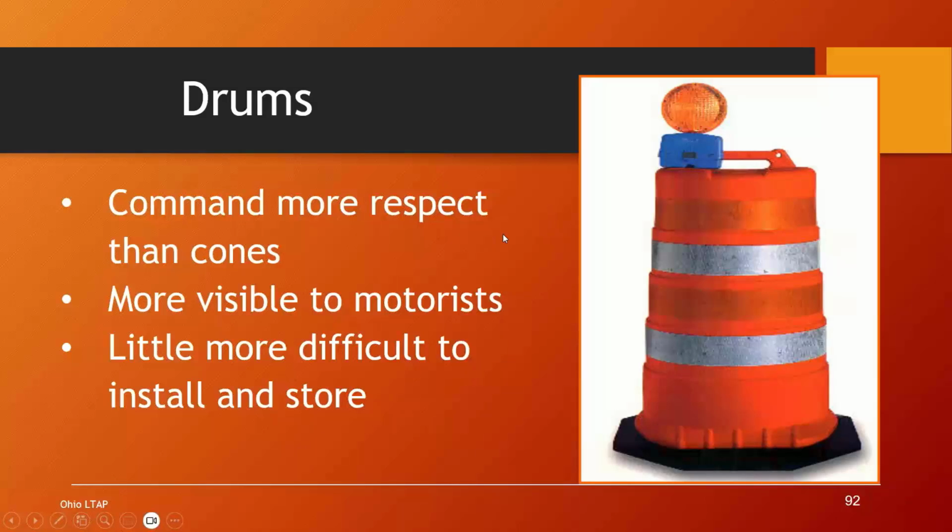So then we have our drums, and they do command more respect than cones, and they're more visible even from a further distance than cones. That's why ODOT crews use drums so much more often than the locals do. If we're on a 70-mile-per-hour freeway and we're setting up a long-term work zone, we definitely use our drums, not cones. But there are some disadvantages, like they are more difficult to install and store.